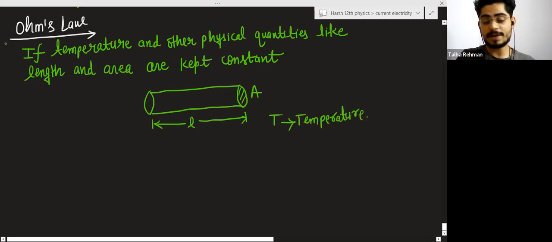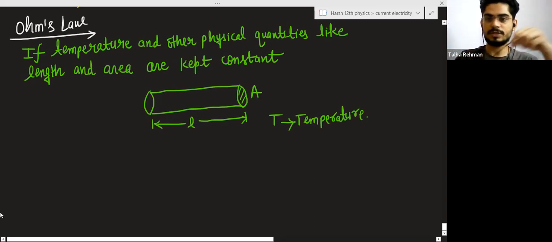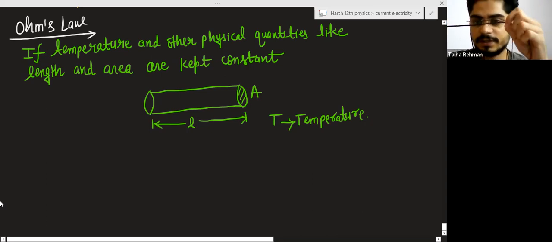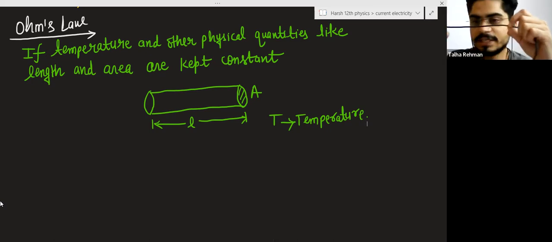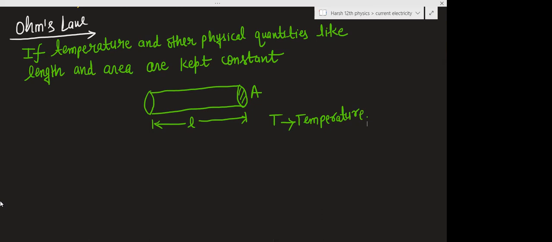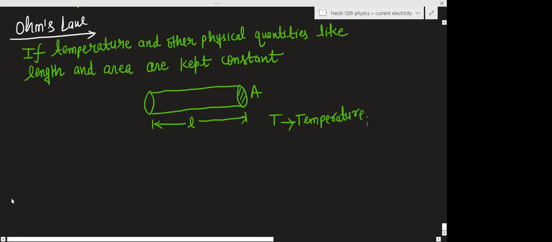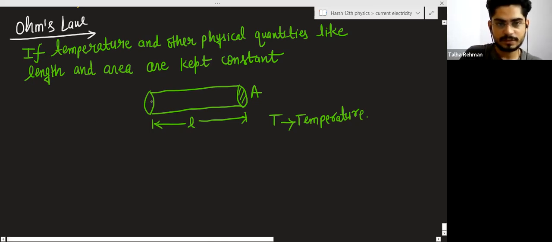Generally this happens. See, this wire is a conductor. Is the length of this wire changing? Not changing. The area of cross section is not changing. The temperature of this room, meaning the temperature of this conductor, is not changing. So generally it is followed.